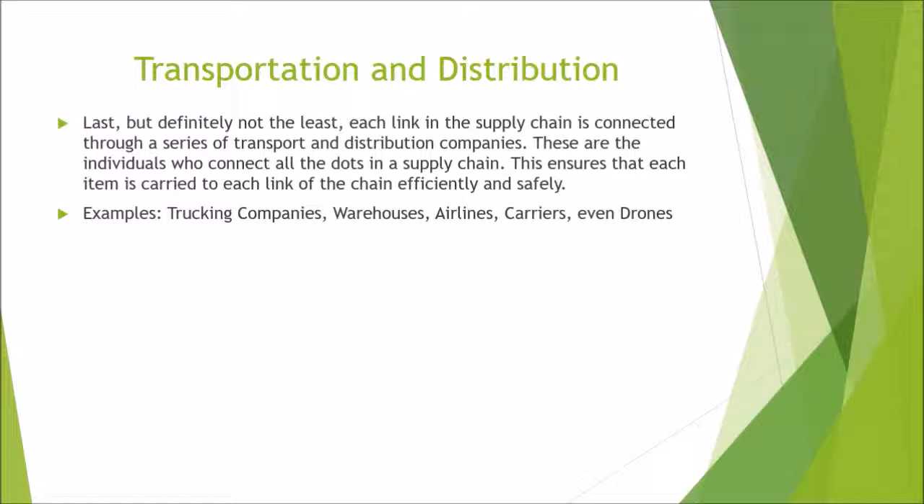Last but definitely not the least, each link in the supply chain is connected through a series of transport and distribution companies. These are individuals who connect all of the dots in the supply chain. This is the bloodline of the entire supply chain and logistics management. This ensures that each item is carried to each link of the supply chain efficiently and safely. Examples of transportation and distribution are trucking companies, warehouses, airlines, carriers, and even drones today.